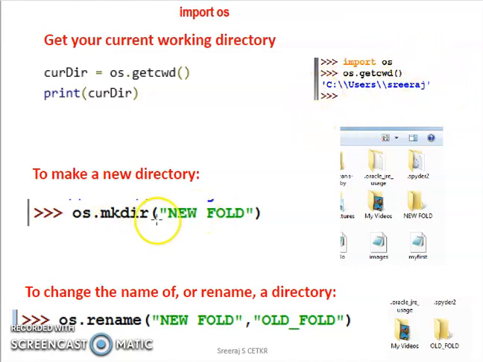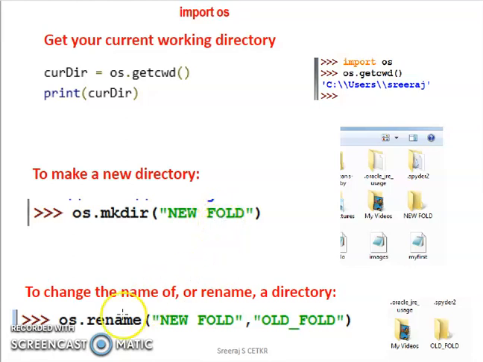The next one is mkdir. To make a new directory, we use the method mkdir, and we pass the new directory name to this method. So os.mkdir of new folder will create a directory or folder with the name new folder. You can see this output here. A new folder has been created, and the name is the same as shown.